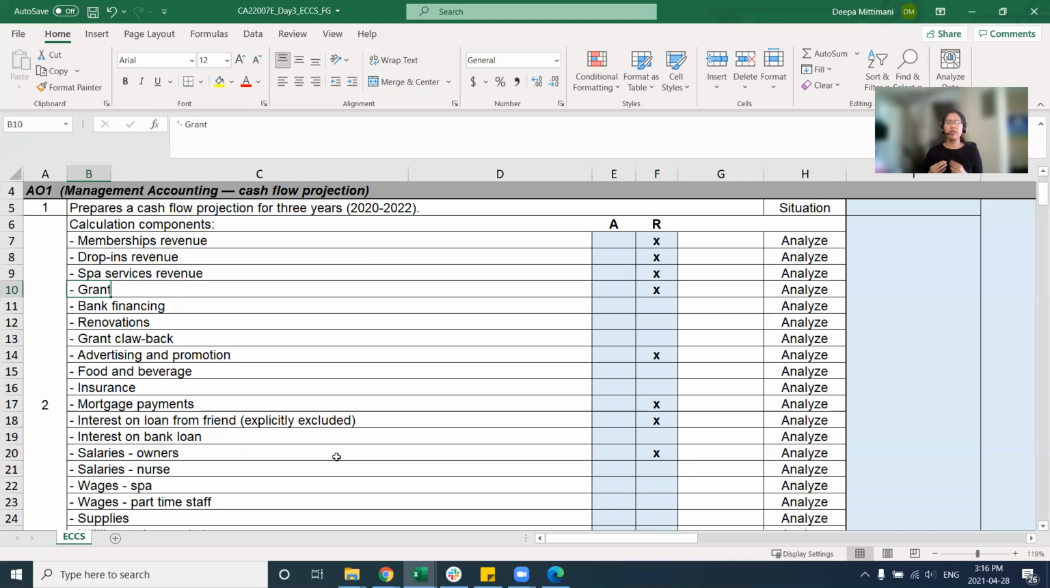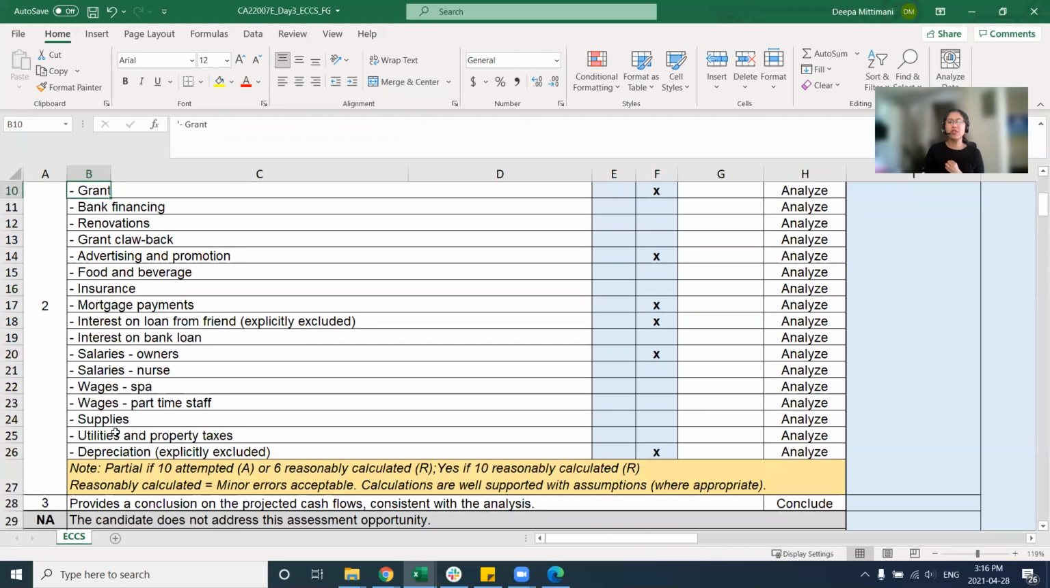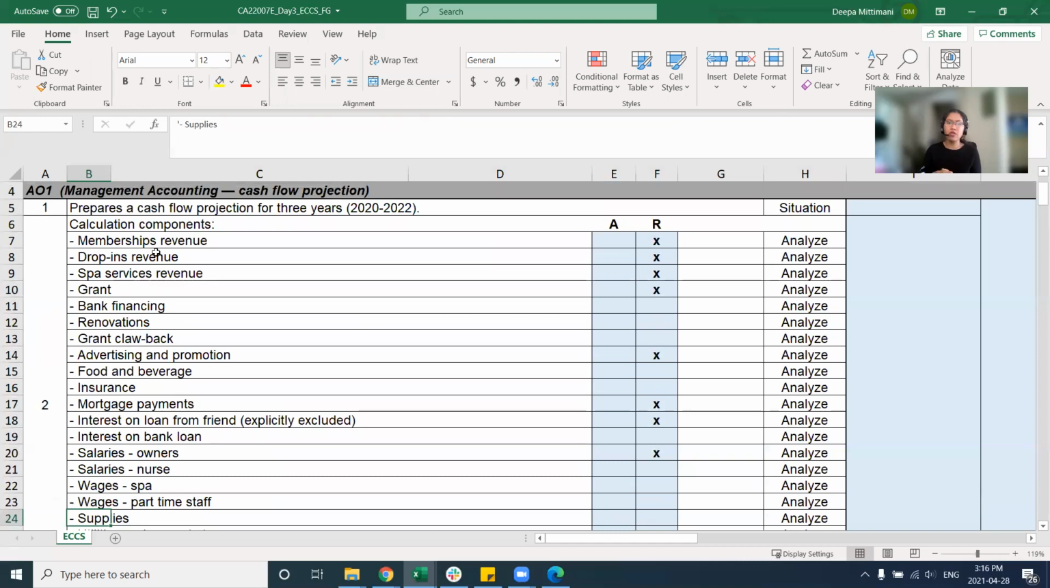Like in an actual real-life scenario, if you're a CPA and you're doing a cash flow projection, would you be considering how much is the utility, how much are the supplies, those small amounts of $100, $200? It is not going to impact materially on your decision making. But if you don't have revenue, definitely it's going to affect your whole cash flow.